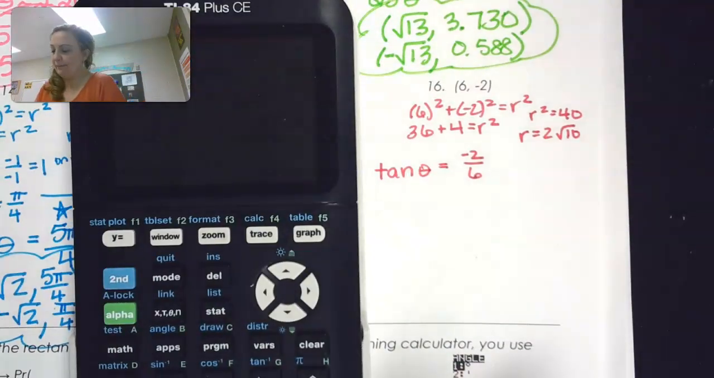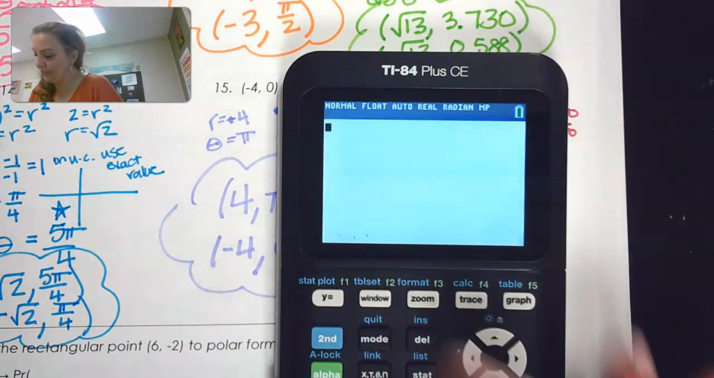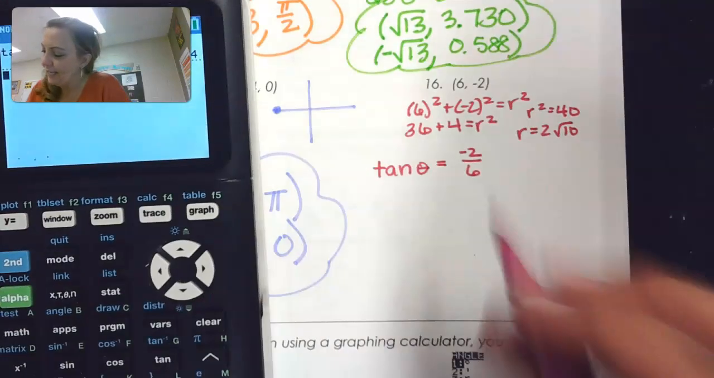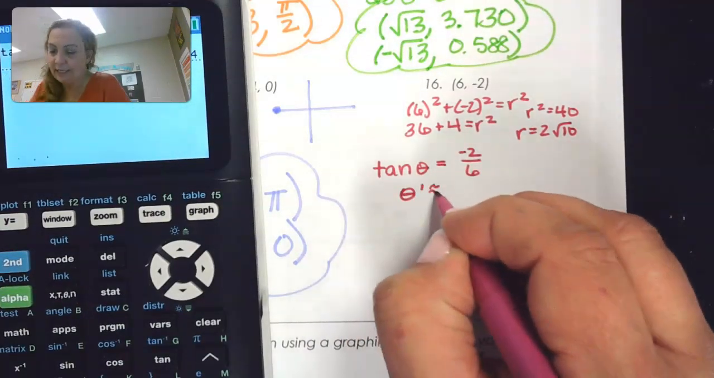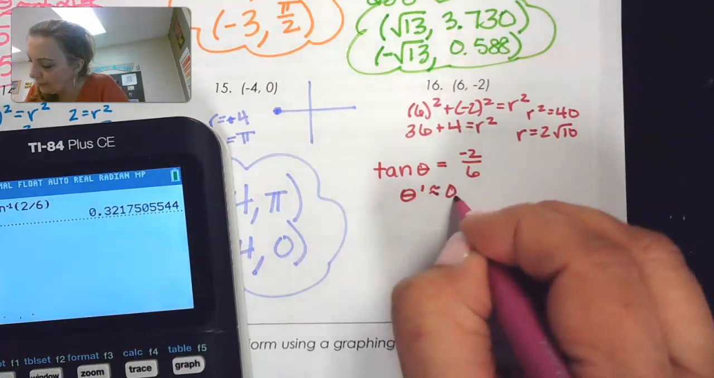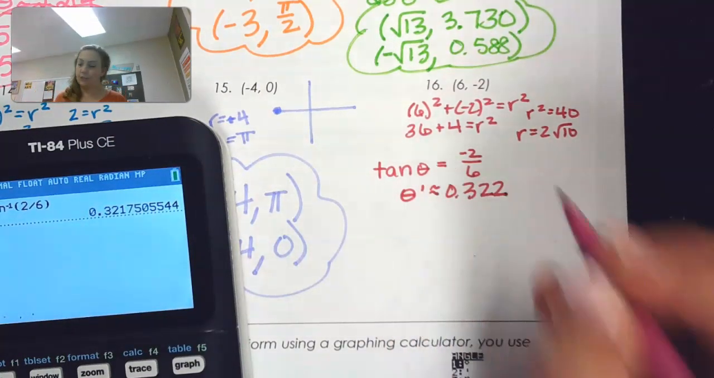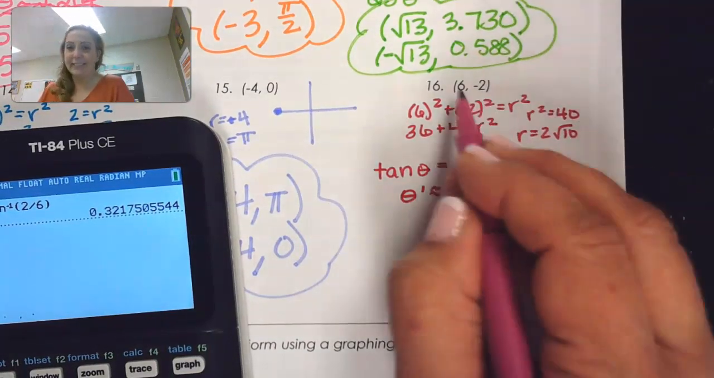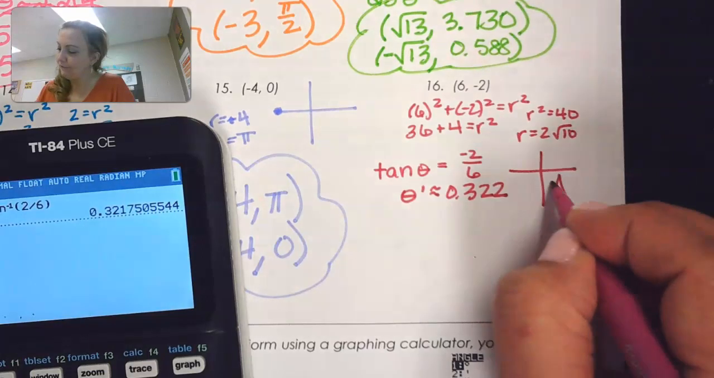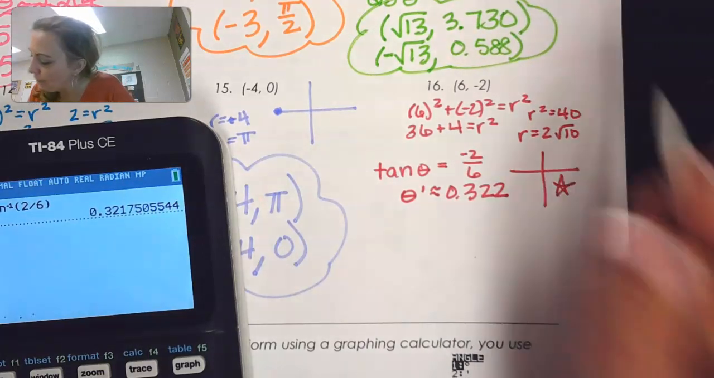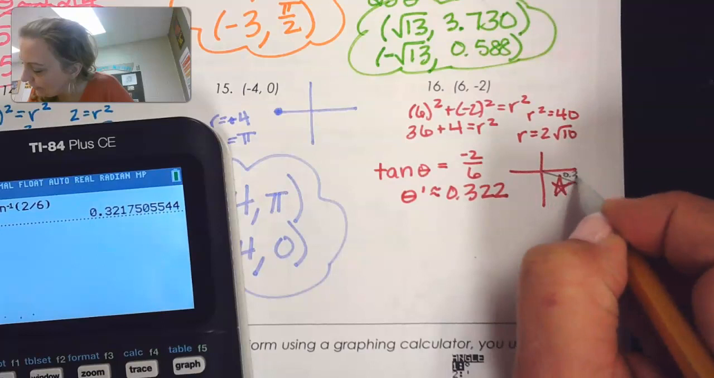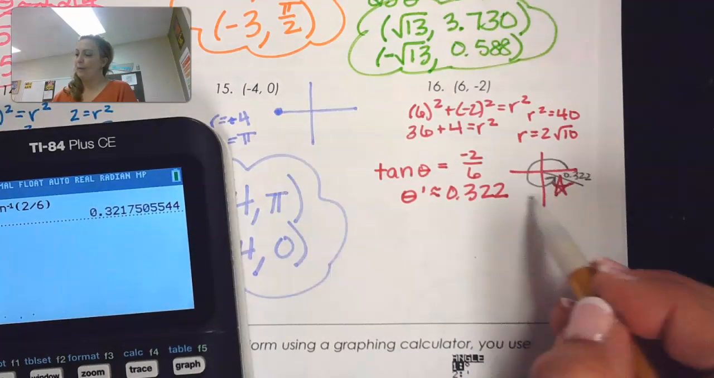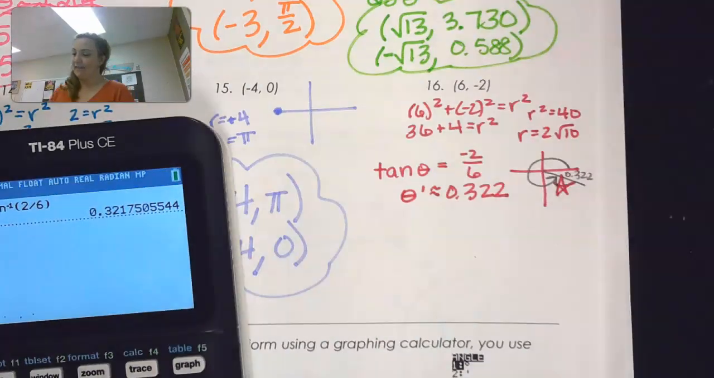So what I'm going to do is find the inverse tangent of just 2/6 to find my reference angle. And I see that my reference angle is about 0.322-ish. Okay. So what quadrant does this end up in? (6, -2) would be in quadrant 4. And so if I think about where that's going to be, this is my 0.322, I would need to take 2 pi minus that value.